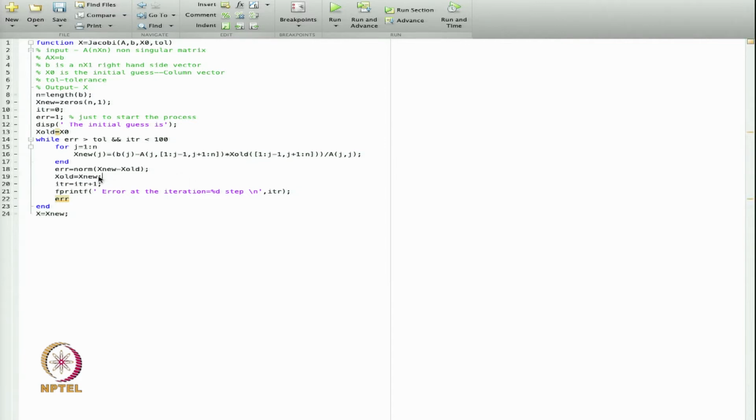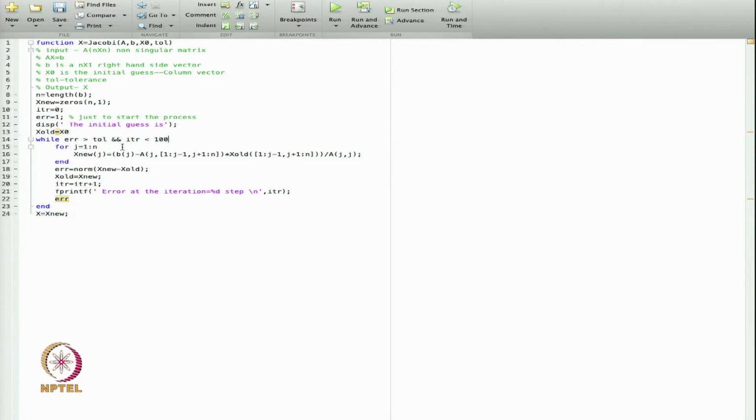Now, I am transferring x new to x old, the iteration is increased by 1, and I am writing the error at this iteration step. Now, I will go to the while loop again, doing the same process again and again until this condition is satisfied.